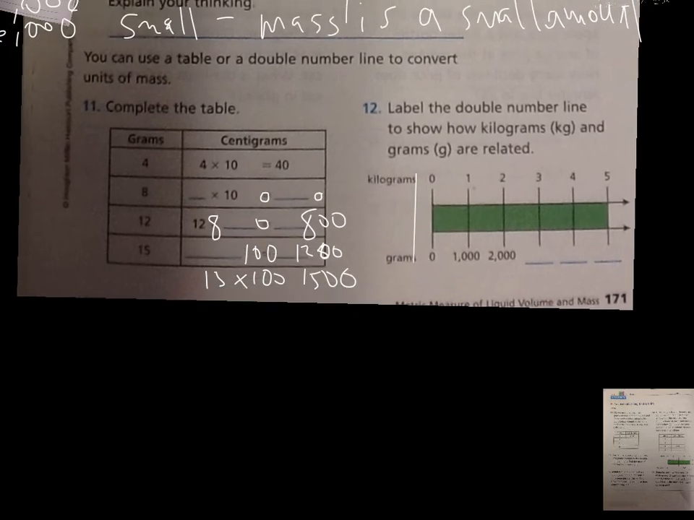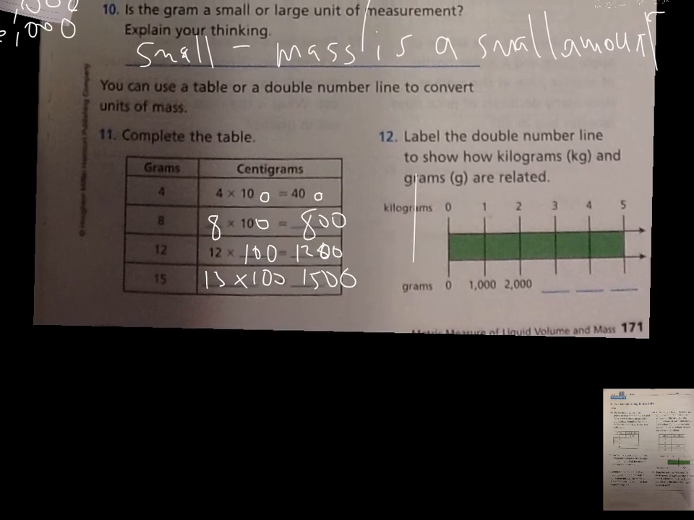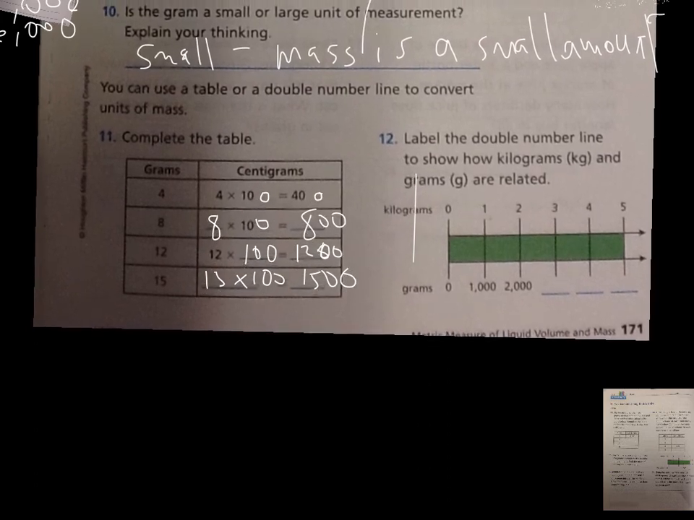So, by looking at the chart next to it, it says label the double line to show how many kilograms and grams are related. Well, this is pretty simple. We know that there are 1,000 grams inside 1 kilogram, so there'd be 2,002, 3,003, 4,004, and 5,005. Okay, this pen I'm using is just not working for me today. It's awfully sticky. Okay, so know that if you have 1 kilogram, it is equal to 1,000 grams.